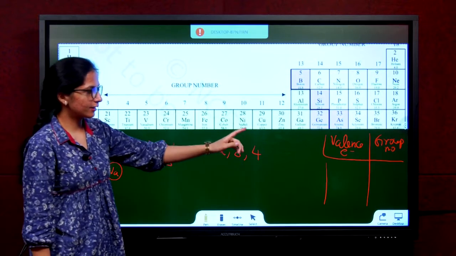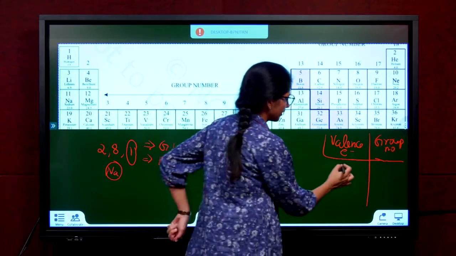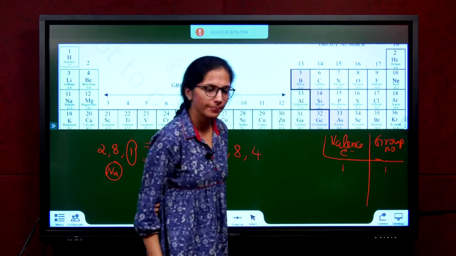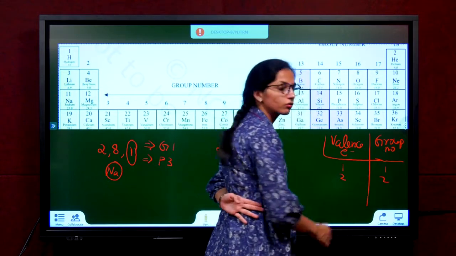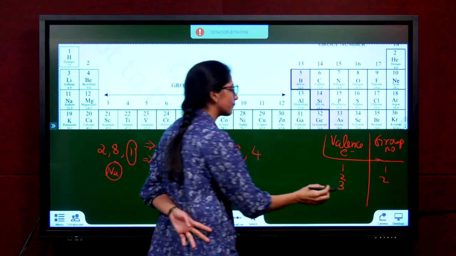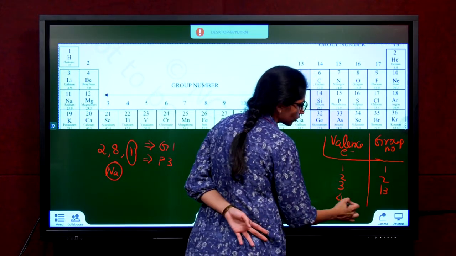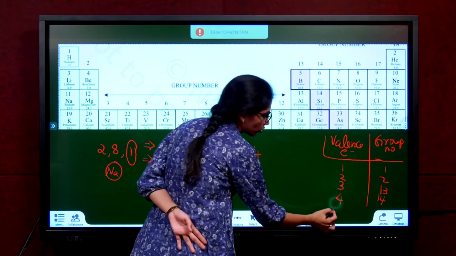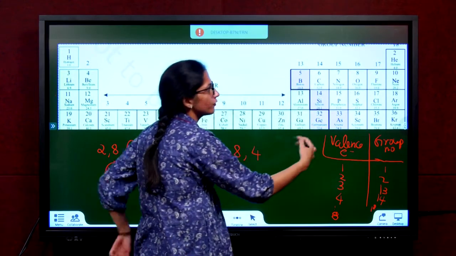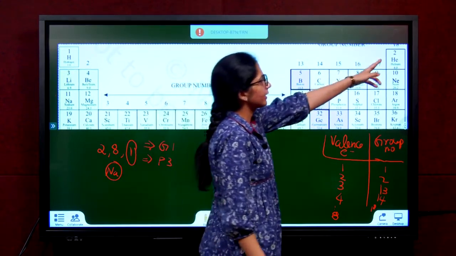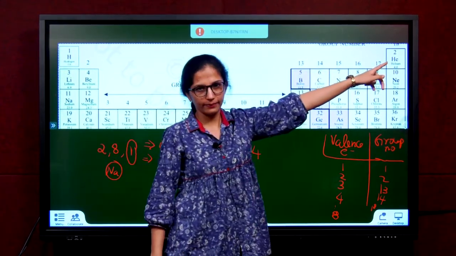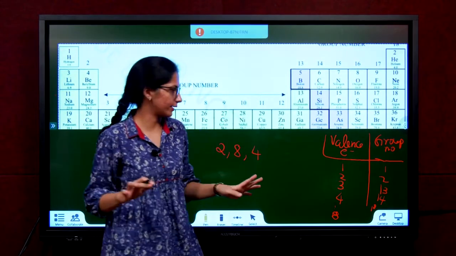When you see this valence electron and group number, if you have one valence electron, that is, the last shell has one electron, group number 1. 2, group number 2. But if you have 3, it is not group number 3, it's group number 13. 4, group number 14, and so on up to 8 electrons, group number 18. The exception to this rule is helium. Why? Helium has only 2 electrons, but it is placed in group 18. Why? Because it is completely filled.